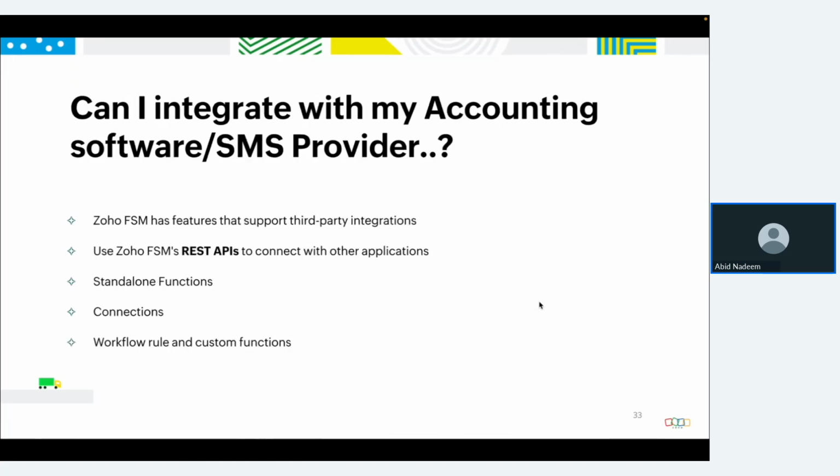Can I integrate with my accounting software and SMS provider? Yes, Zoho FSM has features that support third-party integration. You can make use of the FSM REST API to connect it with other applications. Standalone function is where you write your daily script and logic, and the URL can be webhooked from the third party. We have connections to connect FSM with any third party provided they have an open API. We have workflow rules and custom functions to automate any of the processes right from inside Zoho FSM.